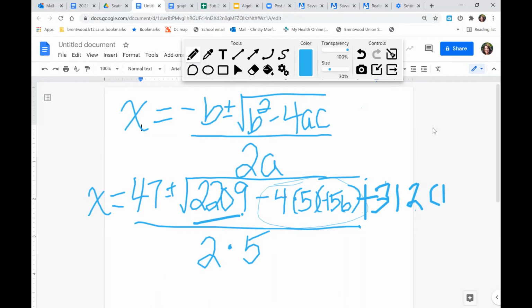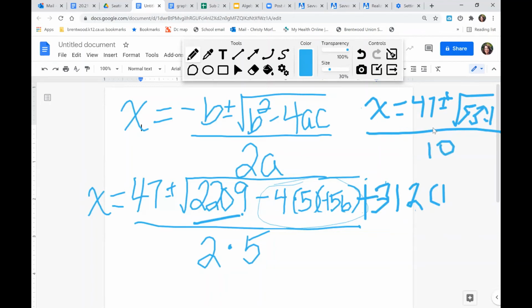So I now have on my calculator the 3120 is already there. I'm going to add the 2209, and I get 5329. So here's my new problem. I'm going to write it in the upper right corner. So X equals 47 plus or minus the square root of 5329. And I realize I picked too big of a font, and now you can't really see that, but that's 5329. And then on the bottom, 2 times 5 is 10.